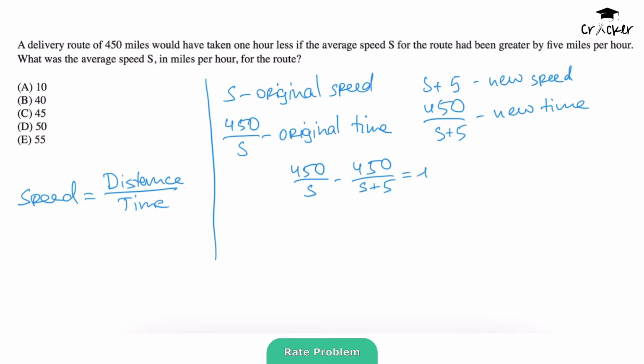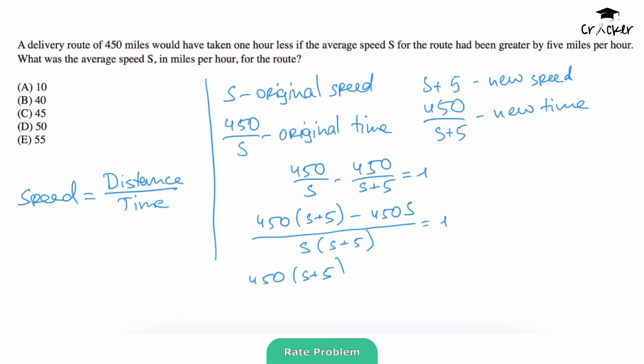Now, let's solve it. First, find a common denominator. Now, multiply both sides by s times (s plus 5). Rearrange the equation: s squared plus 5s minus 2,250 equals 0. Now, solve this quadratic equation using the quadratic formula.